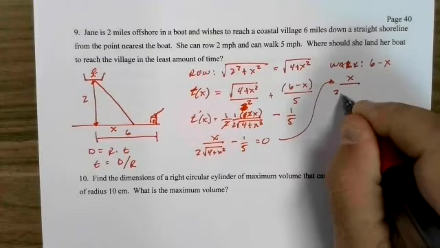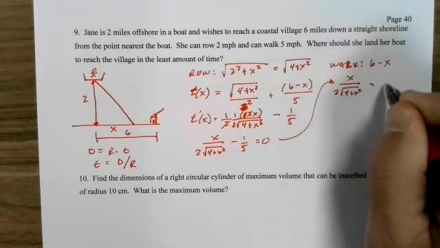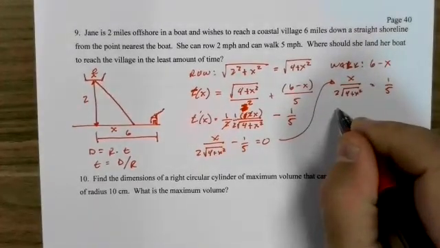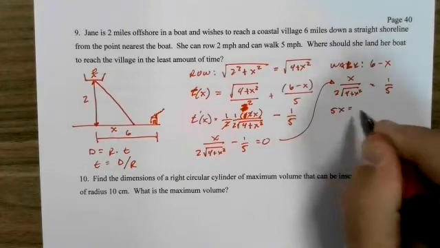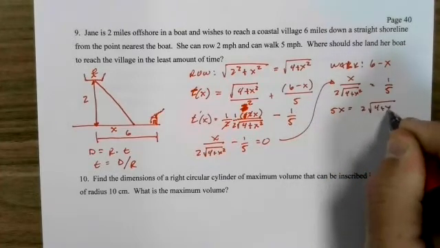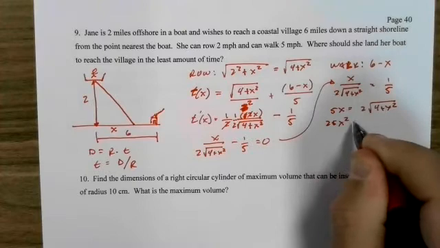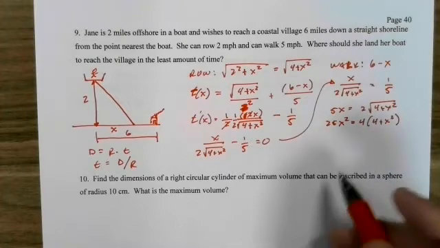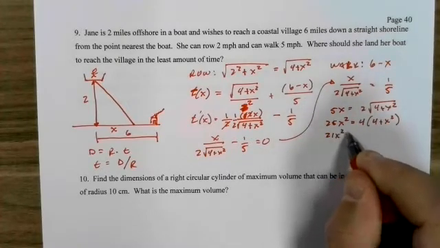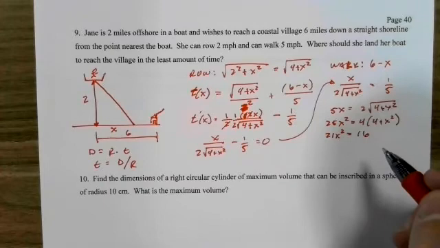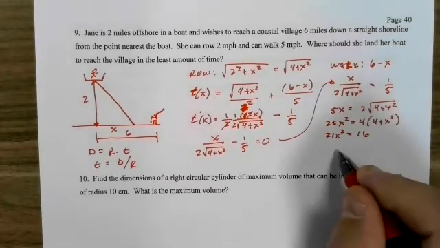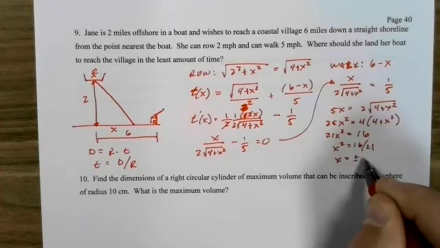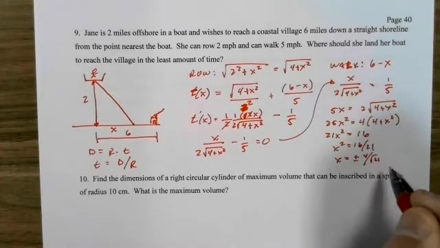X over 2 root 4 plus x squared equals 1/5. Five x equals 2 root 4 plus x squared. 25x squared equals 4 times 4 plus x squared. 21x squared equals 16. X squared equals 16 over 21. X equals plus or minus 4 over root 21.